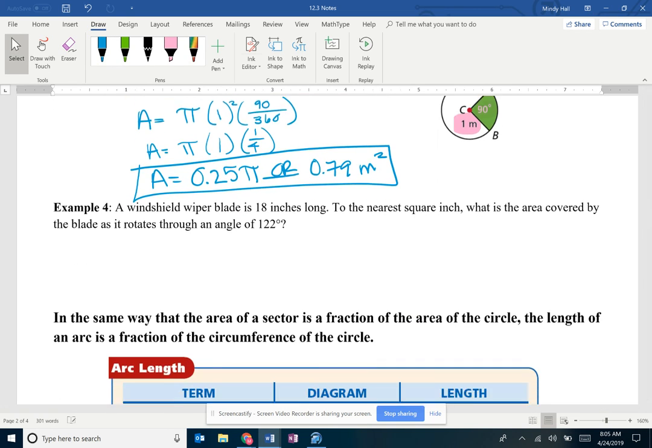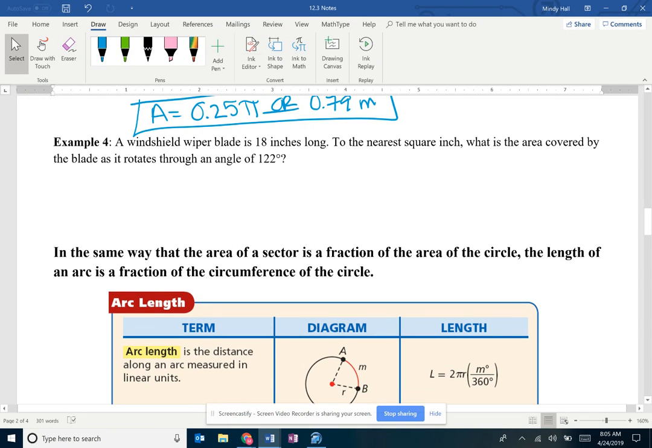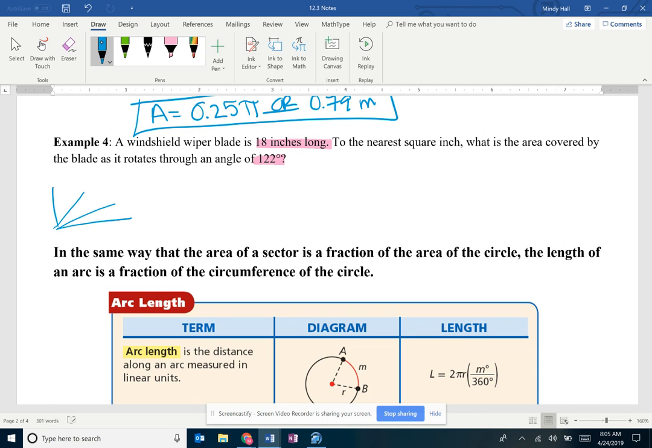Okay. A windshield wiper blade is 18 inches long. To the nearest square inch, what is the area covered by the blade as it rotates through an angle of 122 degrees? So if you think about a windshield wiper, it goes like this, and it goes like this, and it does kind of make a little circle. So really, if you were to draw it on a circle, it's almost like that.